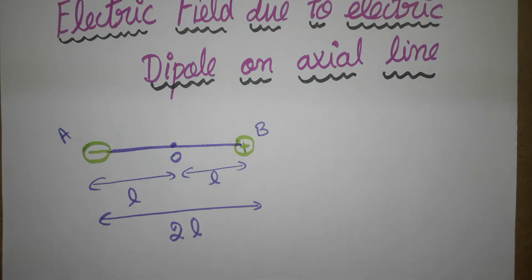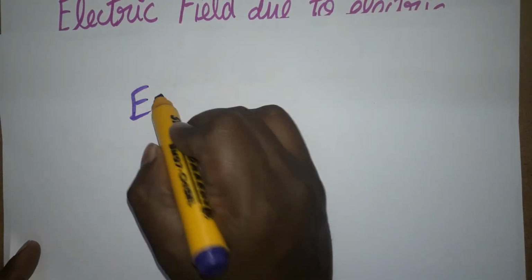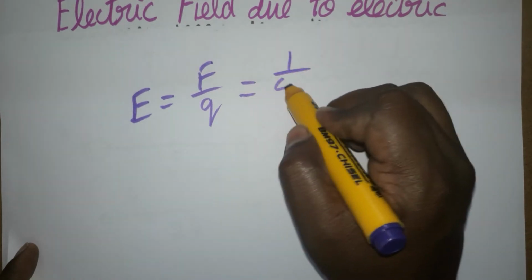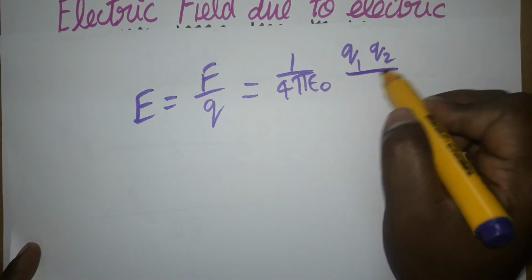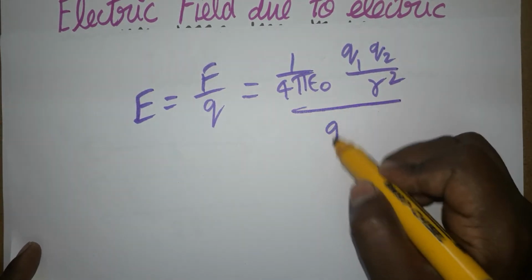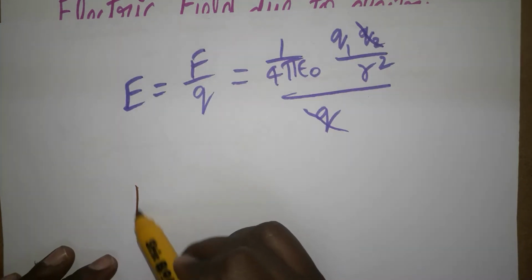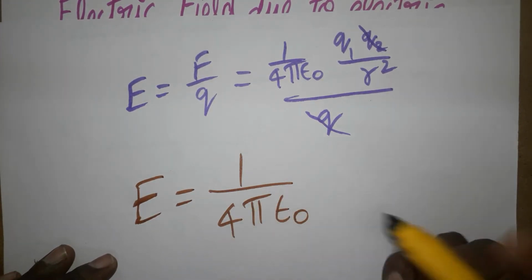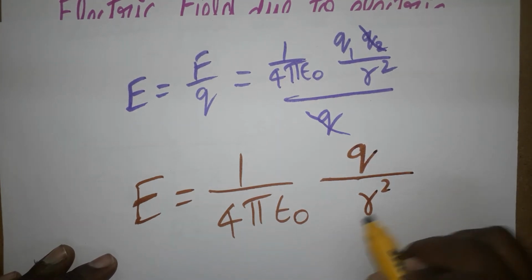The next thing: what is electric field? Electric field is equal to force per unit charge. Coulomb's force we already know: 1 divided by 4 pi epsilon naught, Q1 Q2 divided by R square, divided by Q, so Q gets cancelled. So the formula for electric field is E equals 1 divided by 4 pi epsilon naught, which you can also take as K, Q divided by R square. R represents the distance.